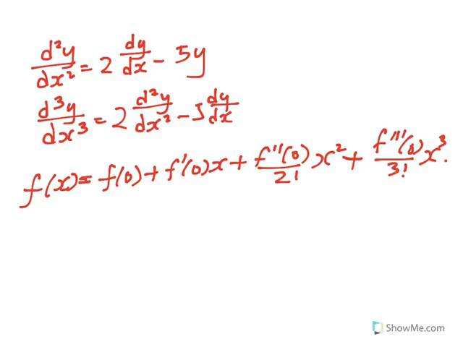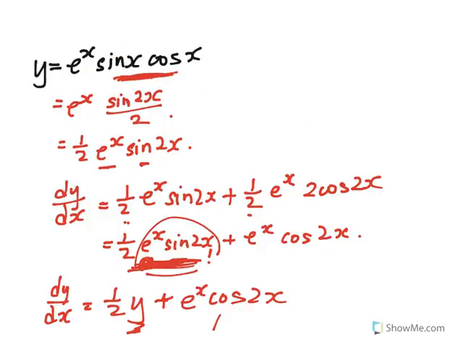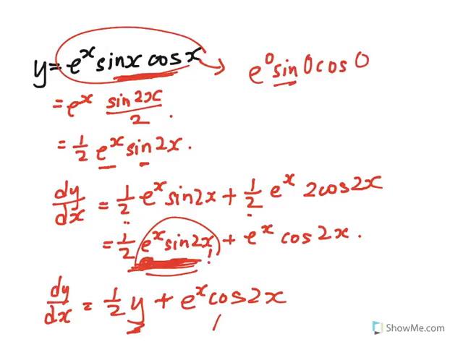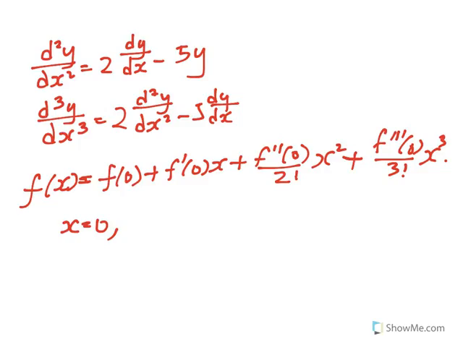Okay, so first let's find what y is when x equals 0. You can just go back to the function. Here, when x equals 0, y will be e to the power of 0, sine 0, cos 0. Once you get sine 0, everything is 0. So basically, when x equals 0, y equals 0.